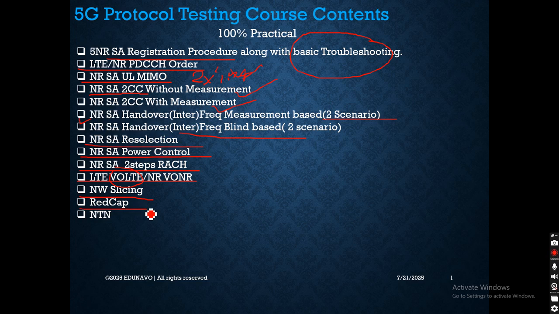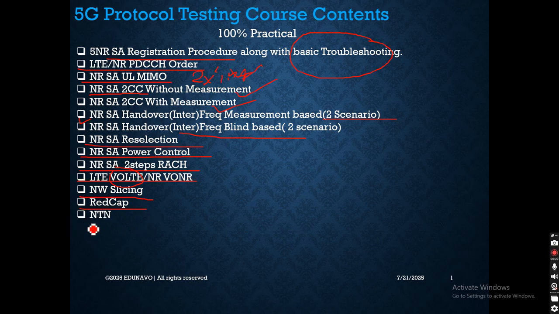Next, REDCap, reduced capability. Again, it's a Release 17 feature. We will see why 3GPP has introduced this feature and how, by reducing the capability, we can serve different industry requirements.